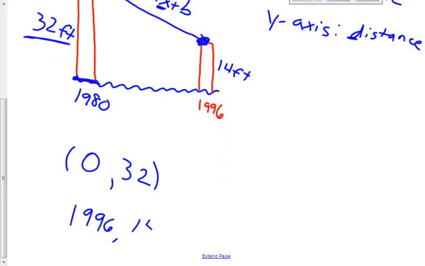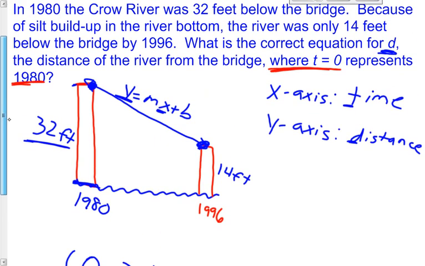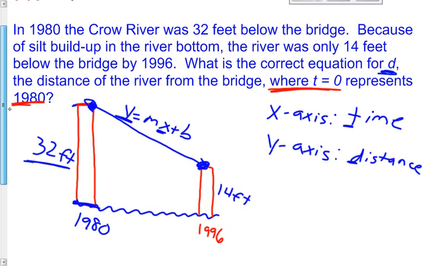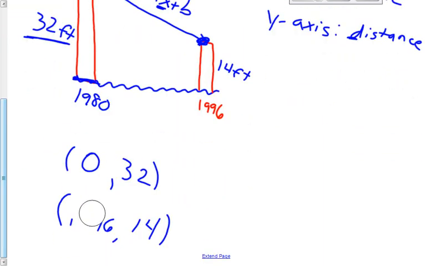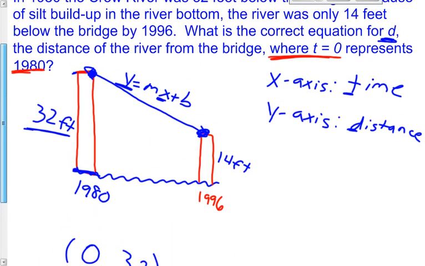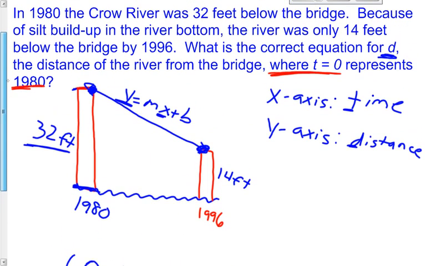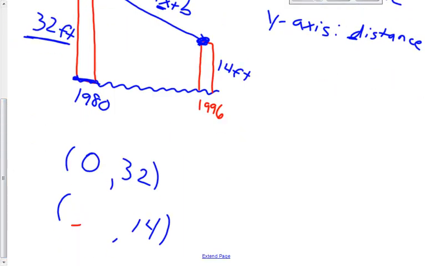1996 and 14. However, just like the last one, in 1996, t equals 0 represents 1980. So t equals 0 represents 1980. So 1996 is then 16 years after 1980. So instead of this being 1996, this is 16 years after 1980. So that is why our 2 points are (0, 32) and (16, 14).